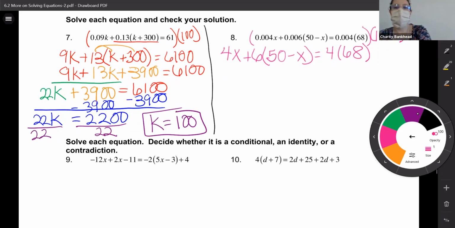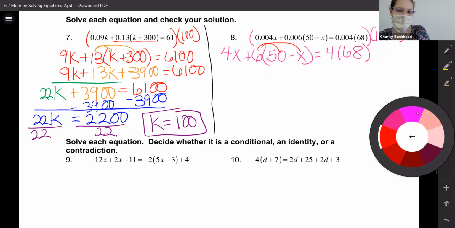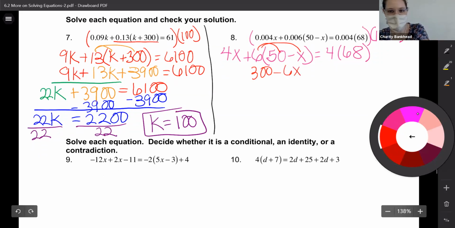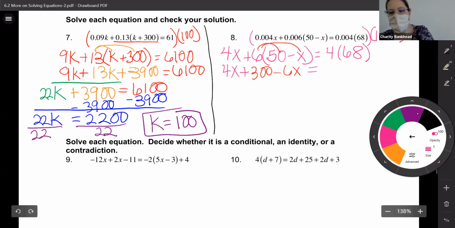And then we will distribute the 6. All right, so 6 times 5 is 30, which means 6 times 50 is 300, minus 6x. So I've got 4x plus 300 minus 6x equals, and I suppose I should go ahead and multiply 4 times 68.